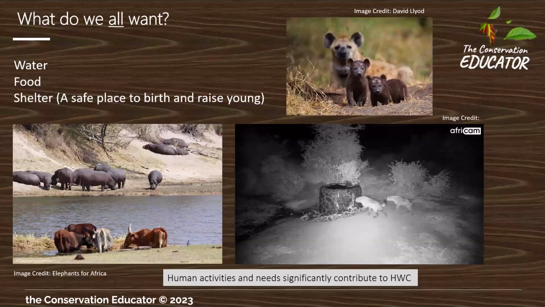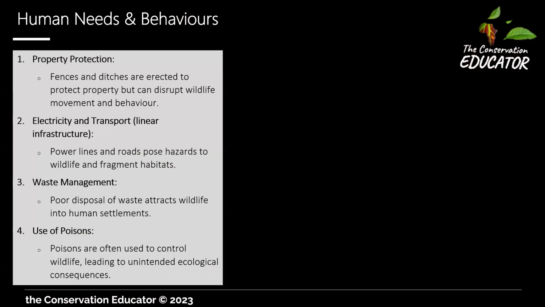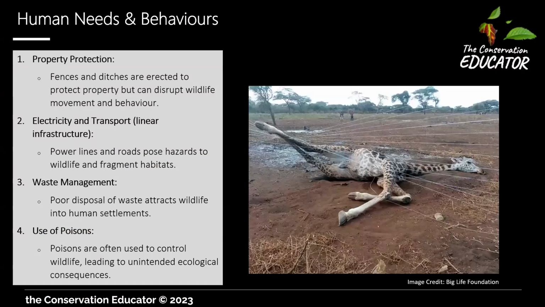Okay, so what are our needs and what are our behaviors as humans? The first one is property protection. We love marking out our property. We like to say, hey, this is my property. I'm going to go put a fence around it, or I'm going to go put a ditch around it so that nobody else can come in. This is Amboseli, Kenya. Look at this giraffe caught up in this fence. It's happening 2 or 3 times a week. Right? This is crazy. Just because we want a fence, we don't mark it properly.